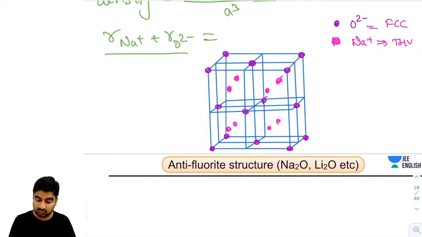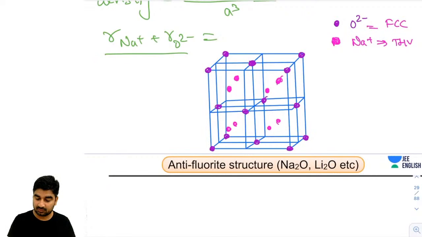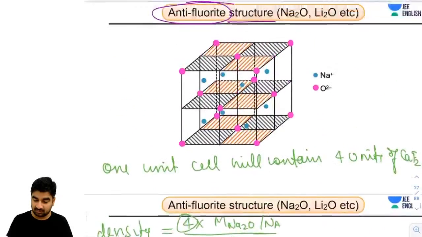So again, if you want to calculate the nearest neighbor distance, guys, it would be root 3a by 4. From here to here, it would be root 3a by 2. And from here to here, it would be root 3a by 4. Note it down, guys. Done. So now we know everything, but one point is left.